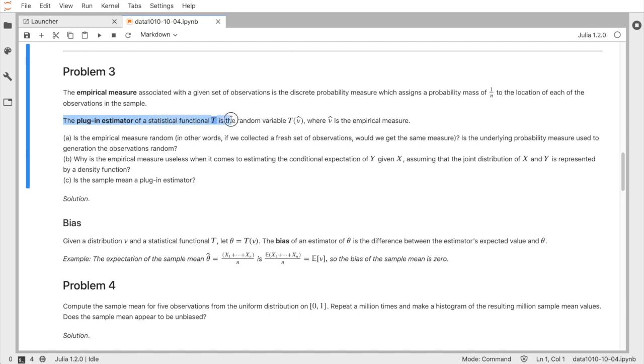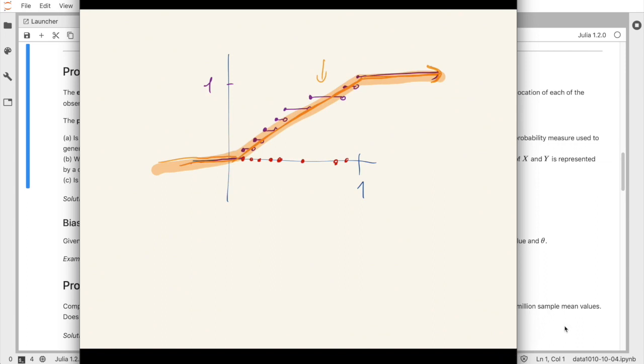They're called plug-in estimators. So we have a statistical functional. We want to estimate the value of it. We just take the empirical measure and plug that into the statistical functional instead. So we want t of nu, where nu is the actual distribution used to generate the observations. And we're going to approximate it with t of nu hat, where nu hat is the empirical measure. So in other words, in this picture, what we want is to plug this orange distribution into the statistical functional, but all we have is the purple distribution. And so we just plug the purple distribution in instead. And sometimes this works, and other times it doesn't.